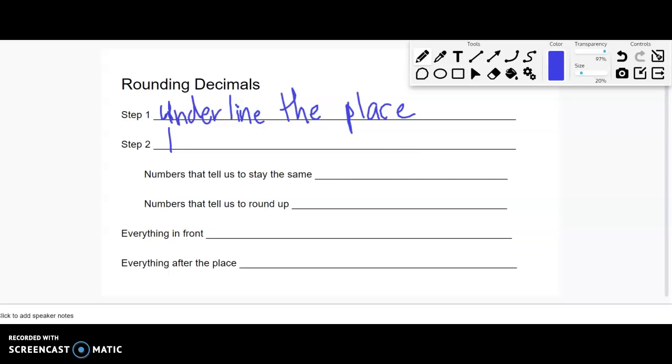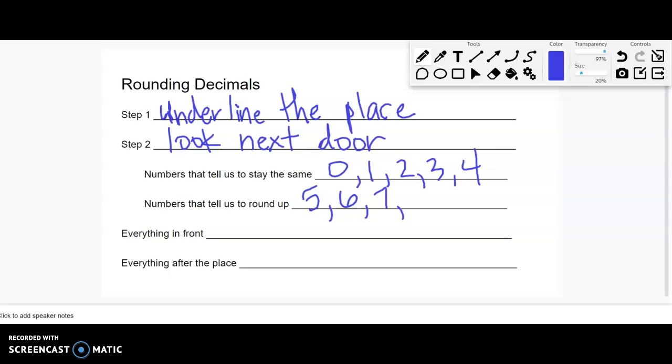The next step is to look next door. That will give us directions about whether we're rounding up or rounding down. So numbers that tell us to stay the same are 0, 1, 2, 3, and 4, just like with rounding whole numbers. If we get 5 or above, like high 5, then we're going up. All right, so again, just like with whole numbers, everything in front of that place will stay the same.